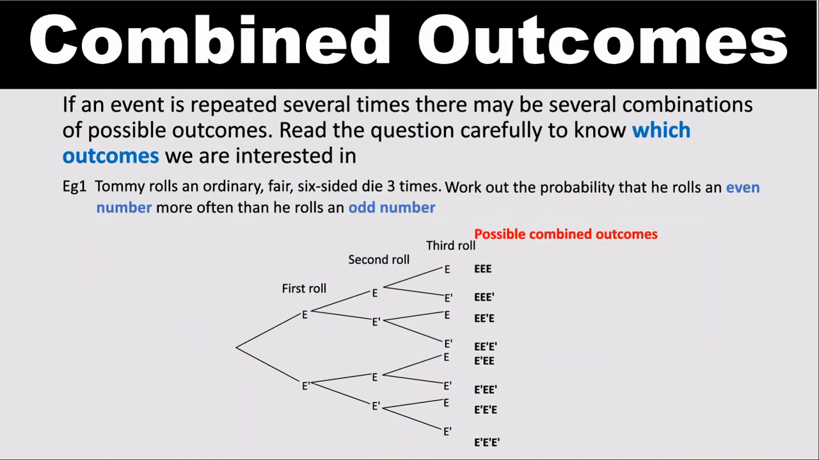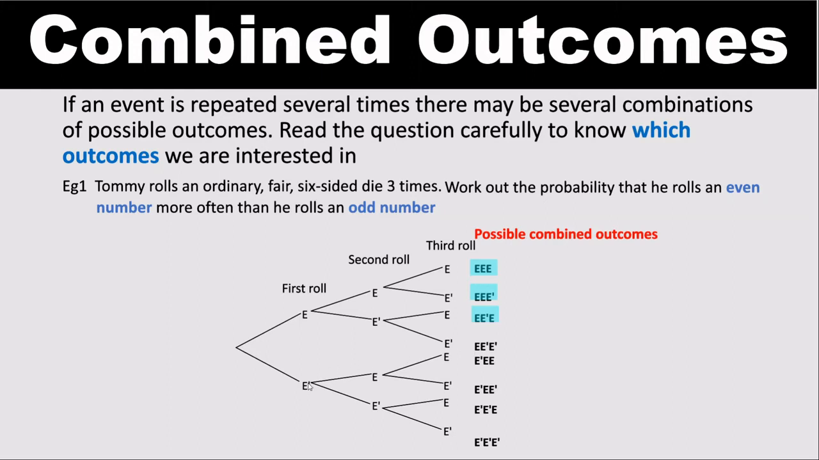Seeing these possible combinations, let's read that question again. Work out the probability that he rolls an even number more often than he rolls an odd number. So if he were to roll an even, then an even, then an even, well, he's obviously rolled more evens than odds there. If he rolled an even, an even, and then an odd, again, he's rolled 2 evens and 1 odd, so that's more evens than odds. If he rolled an even, then an odd, then an even, he's rolled an even twice and an odd once, so that's more evens than odds as well. But if he rolled an even, then an odd, then an odd, well, that would have been 2 odds and 1 even, so we're not going to include that possible outcome.